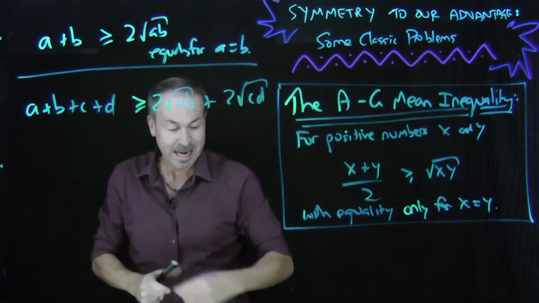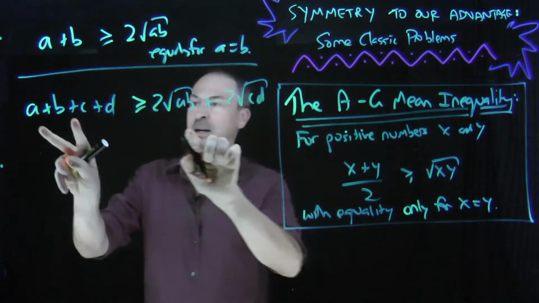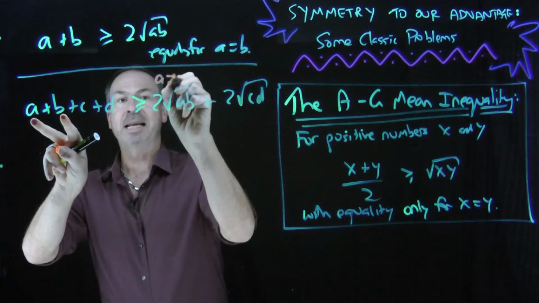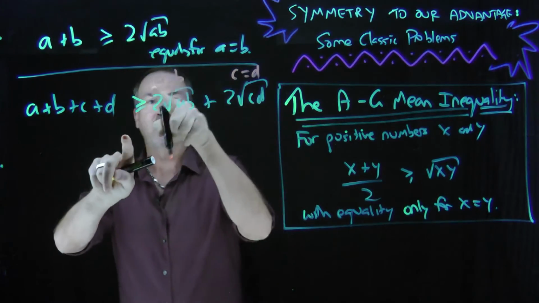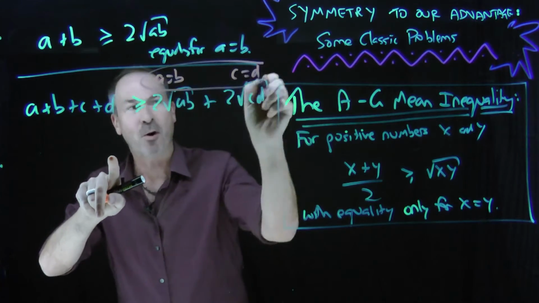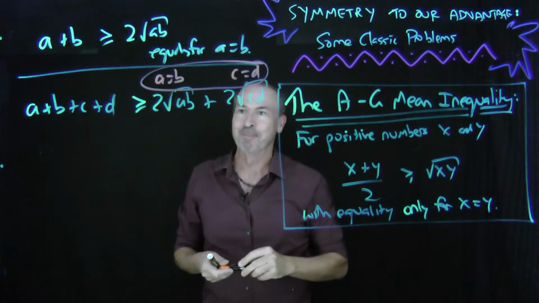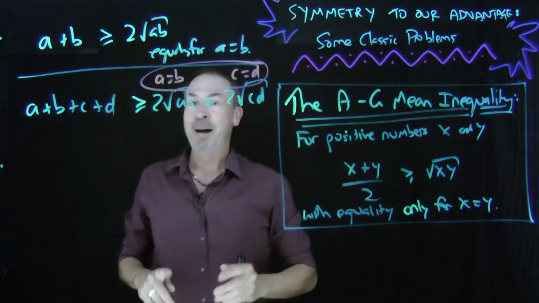And to be very clear, to get equality for this part, I would need symmetry. I need A equals B. To get equality for this part, I'll need C equals D. And to get equality for both parts together, I'll need both to happen at the same time. All right, great. But now look what I've got.